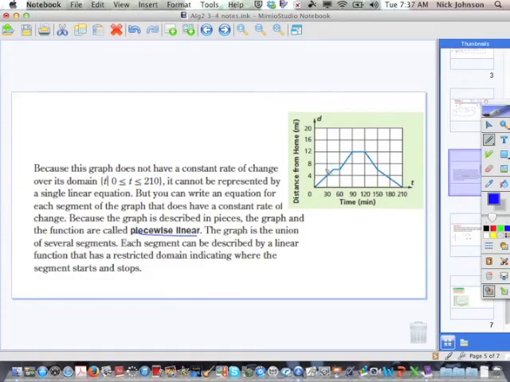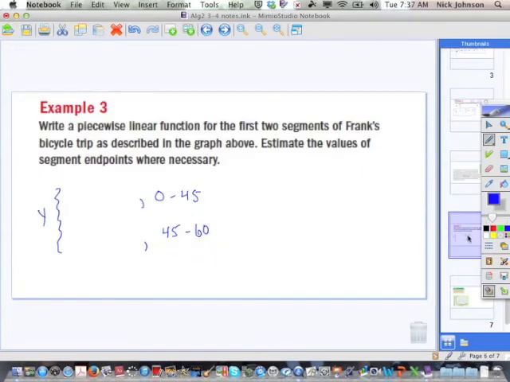Well, this equation right here should be fairly easy. We stayed at 6, correct? So y equals 6 when x equals 45 to 60. Okay? Now, we've got to find a linear equation for this next one, when x equals 0 to 45.